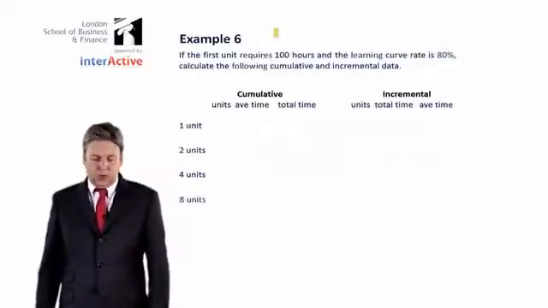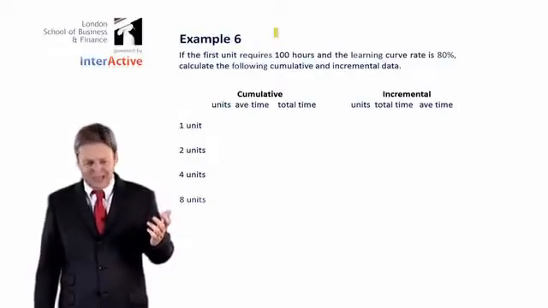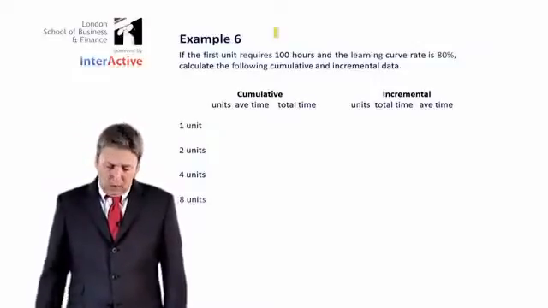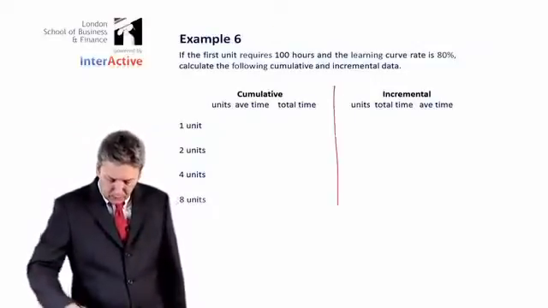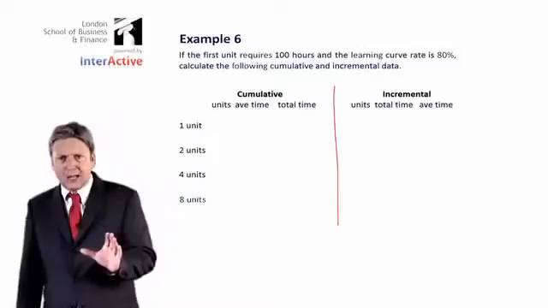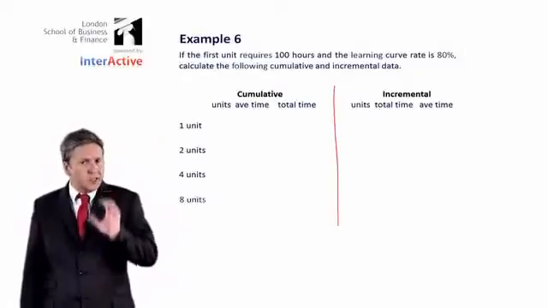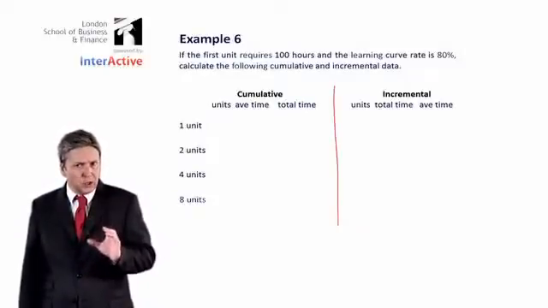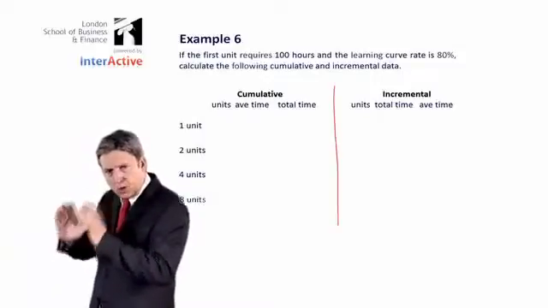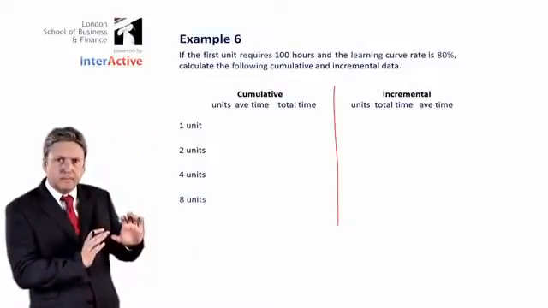If the first unit required takes 100 hours and the learning curve rate is 80%, calculate the following cumulative and incremental data. Well, I said to you that the way that this works is cumulatively. So let's just look at that first of all. Once we've done all that, then we will look at the incremental analysis. Because this is what I want you to do in any exam question. I want you to focus on the cumulative data, which is all about learning curve, first of all. And once you've got that sorted, applying it to the question is going to be very easy.